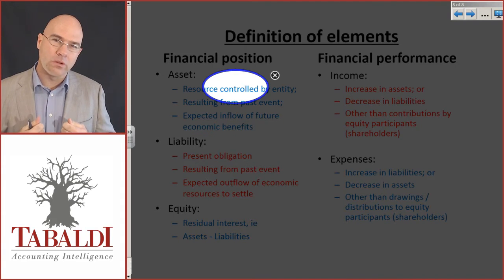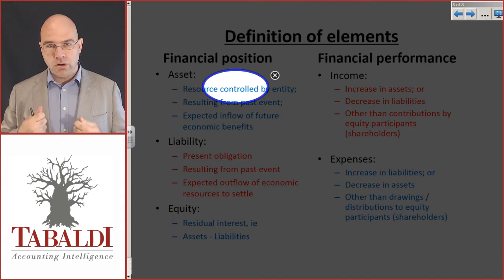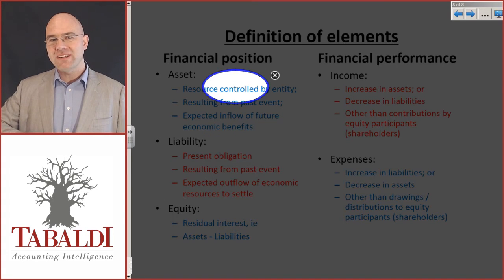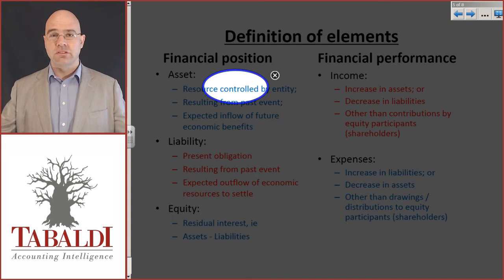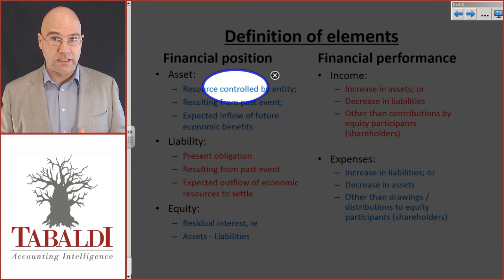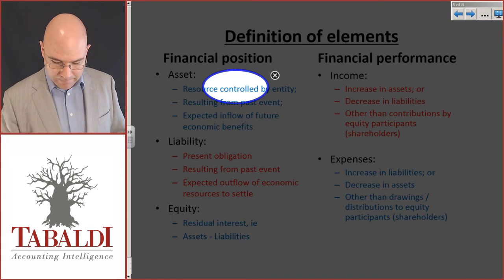But do I control that river? No, I don't. So I can't control, and what do I mean by control? Can I restrict others from accessing that resource? With a river, I can't, ladies and gentlemen. So it's not controlled by me. Therefore, it's definitely not meeting the definition of an asset.